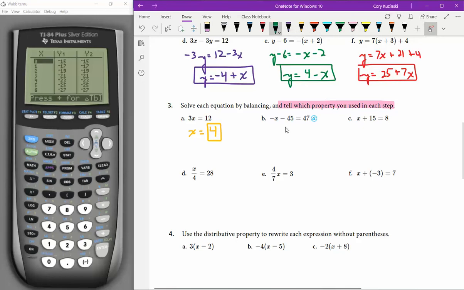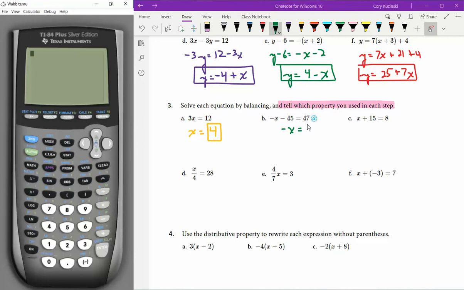All right, let's do this. Negative x equals, let's see, 47 plus 45, I know is 92. And to do that step, I use the addition property of equality. And then I know the answer is negative 92 because if I divide both sides by negative 1 using the division property of equality, I get that answer. Or you could say the multiplication property of equality, because if you multiply both sides by negative 1, you get the same result.